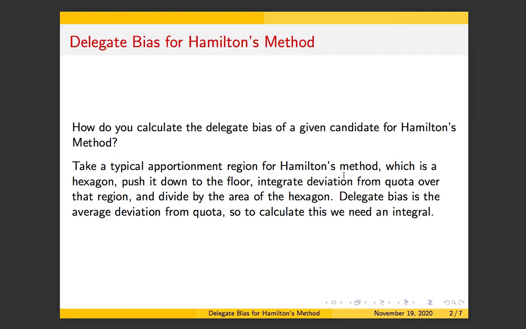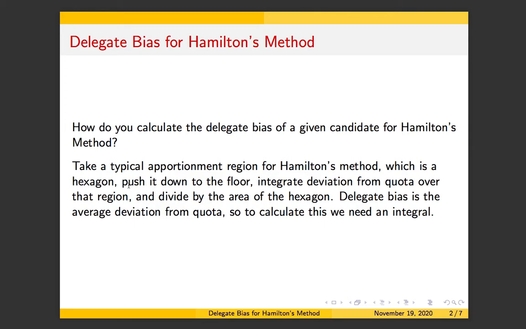If you want to take a double integral, though, you must have a solid that's hovering over a region in 2 space. You must be hovering over something in the xy plane. So I have to take my hexagon, put it in the xy plane, then I can integrate deviation from quota over that region and then divide by the area of that hexagon to create an average value. So all this just to say that we're going to calculate a double integral here by the end of this video, and I'm going to walk through these things in order.